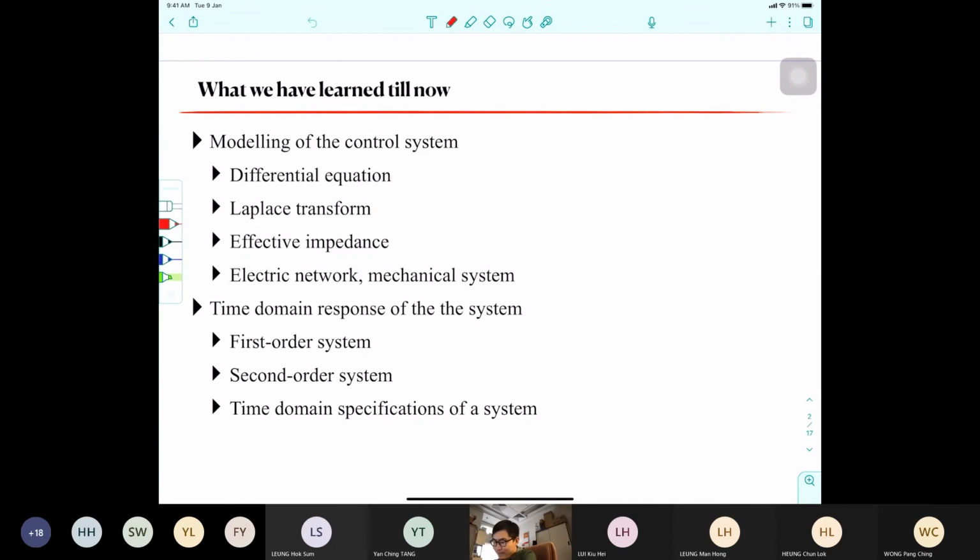Okay, so until now, what we have learned? So basically, or generally, we learn two topics. Firstly is modeling of the control system. Secondly, is the time domain response of the system. So the modeling of system covers so many different steps, right?